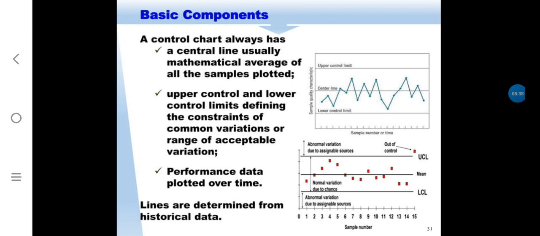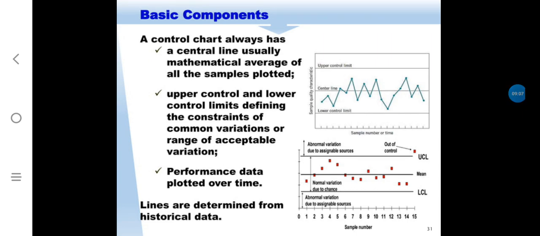And the basic components of the process control chart. A control chart always has a central line, usually the mathematical average of all samples plotted, and upper control and lower control limits defining the concentration of common variations, or the range of acceptable variations. Performance data is plotted over time. The lines are determined from historical data.